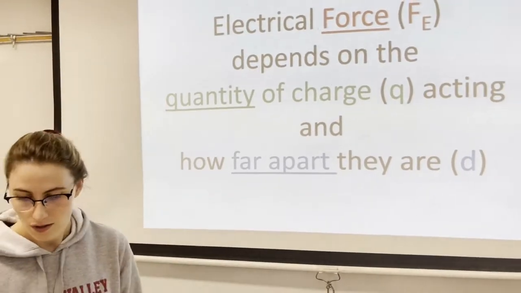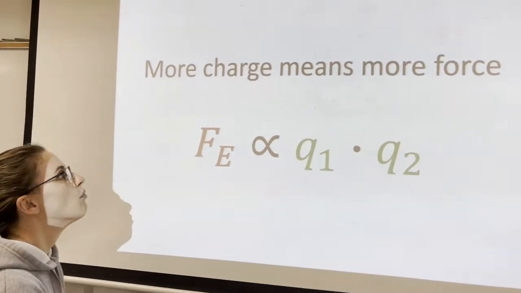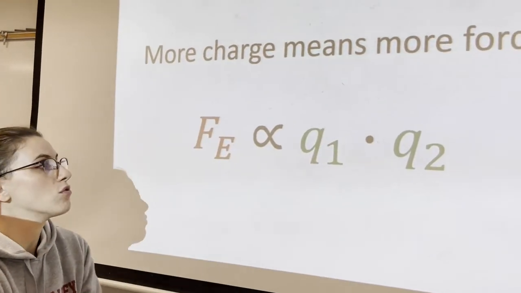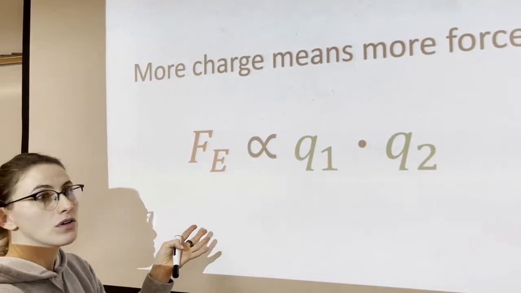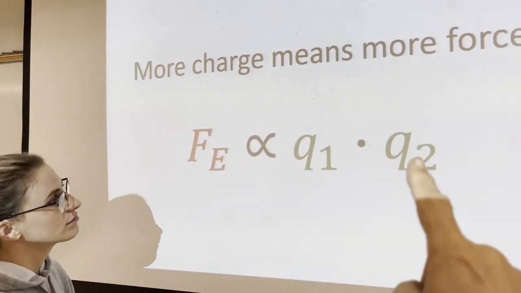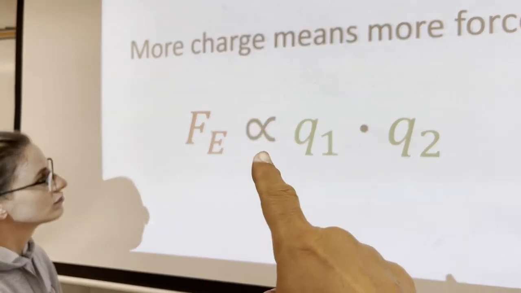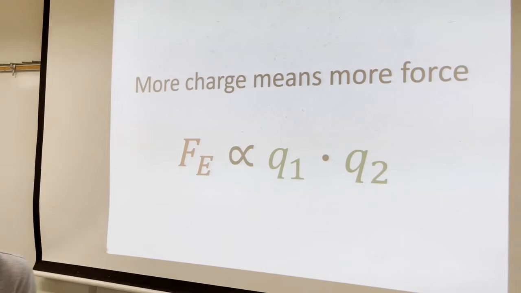So here's the relationship. More charge means more force. The more you rub the balloon on there, the more electrical force you are going to have. So here's the charge on one thing times the charge on the other equals a force. If you got more charge, you get more force. This means proportion. And you gotta have two things to tango.